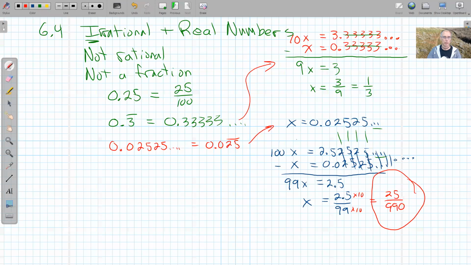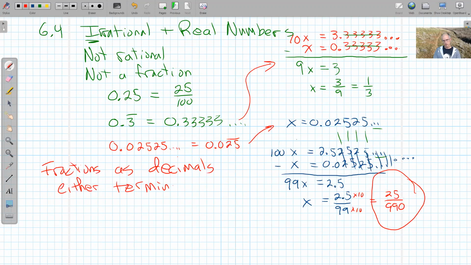Okay, so what's the point of that? That if the decimal terminates, I can tell you what it is as a fraction. If it repeats, I can also tell you what it is as a fraction. The conclusion we came to when we were playing with fractions to decimals was that a fraction as a decimal either terminates or repeats a fixed pattern. So this is a review of section, I think this was 6.1: fractions as decimals either terminate or repeat a fixed pattern.